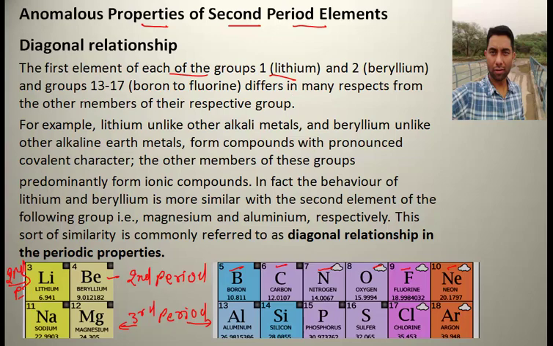differ in many respects from the other members of their respective groups. That's why we call them anomalous, because they show variation or difference from the rest of the members. For example, lithium, unlike other alkali metals, and beryllium, unlike other alkaline earth metals. Lithium belongs to group 1, beryllium to group 2. They both form compounds with pronounced covalent character.